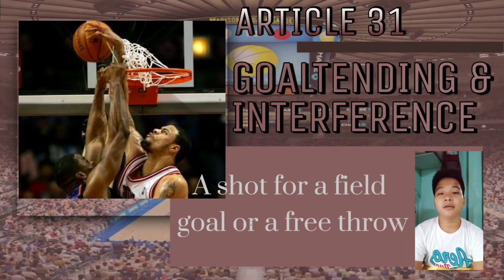Article number 31, Goaltending and Interference. A shot for a field goal or a free throw begins when the ball leaves the hands of a player in the act of shooting, ends when the ball enters the basket directly from above and remains within the basket or passes through the basket entirely. No longer has the possibility to enter the basket, touches the ring, touches the floor, becomes dead.